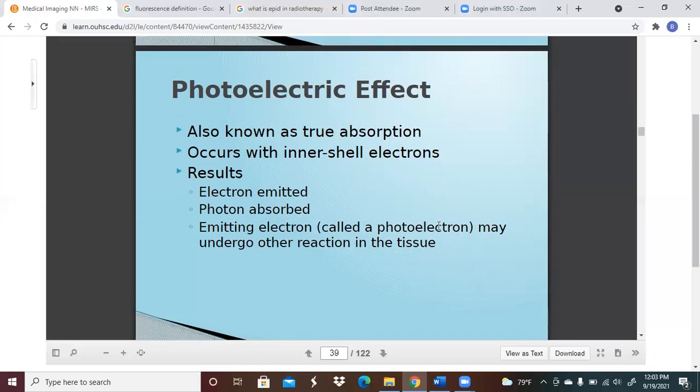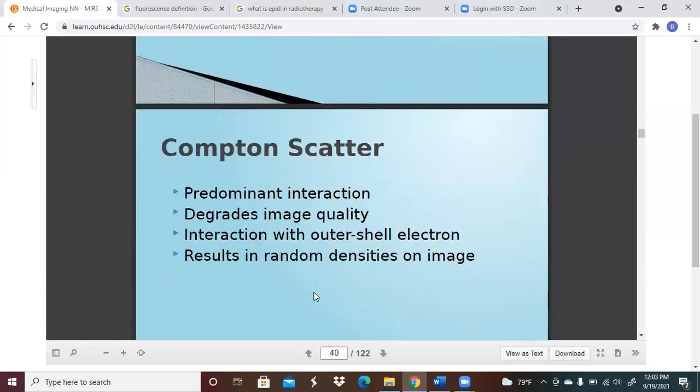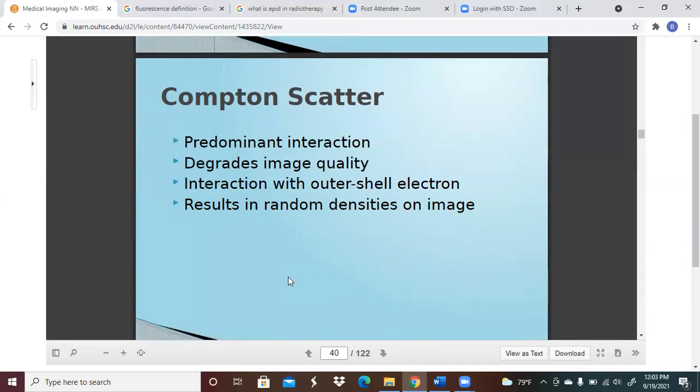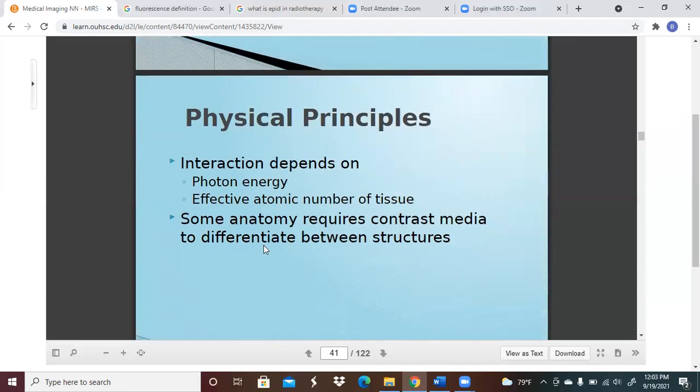And when we say the photoelectron, that's the electron that is being emitted from the lower shell of the atom that the cathode electron is coming over to the anode for. Compton scattering is the predominant interaction. It degrades image quality. The interaction with outer shell electrons results in random densities on the image, which is not something you're really looking for.